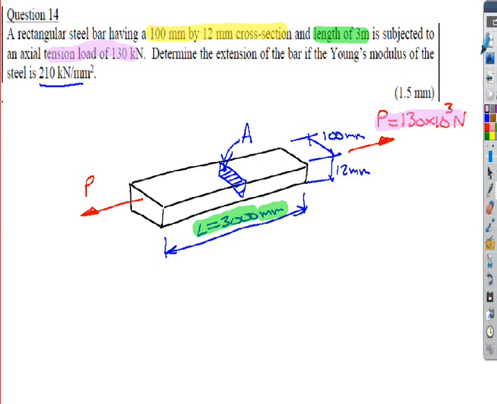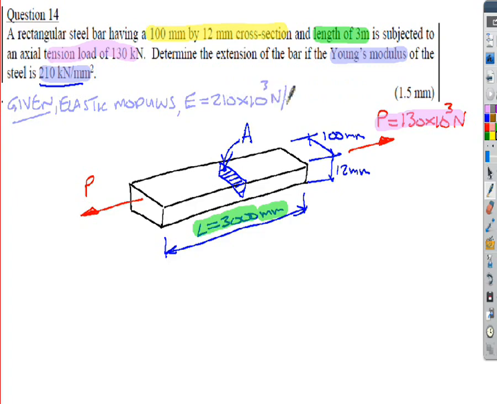We've got to find the extension of the bar. How much does its length change when it's pulled, given the Young's modulus. So we're given the Young's modulus here: 210 kilonewtons per millimetre squared. So I'm going to write that. So given elastic modulus, symbol E. And I said I'm going to take the prefix off, so that will be 210 multiplied by the kilo, that's 10 to the 3, and that's newtons per millimetre squared.